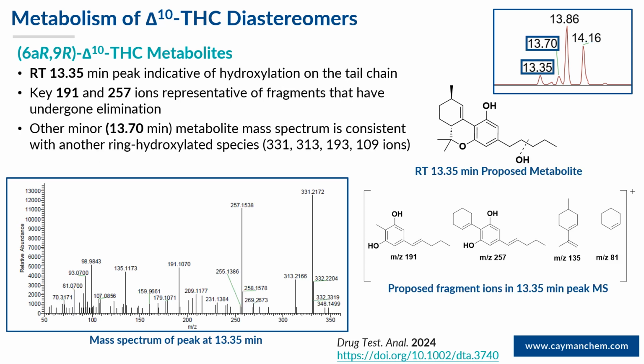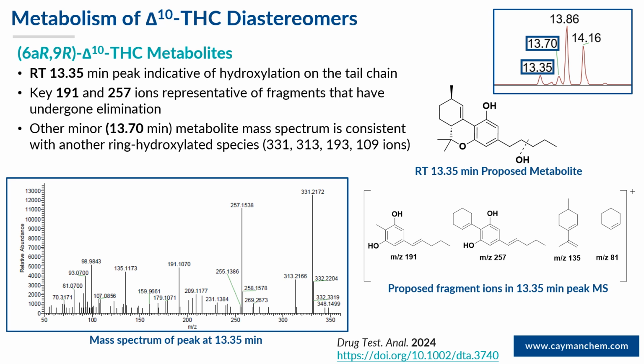When we look at the minor metabolites that formed, we can see that in the case of the earliest eluting peak at 13.35 minutes, we seem to have formed the tail chain hydroxylated metabolite. And this is evidenced by the mass spectrum showing a key 191 fragment. So the drug testing and analysis reference that's included here is research done on hexahydrocannabinols, but they also identified that when you get formation of a tail chain hydroxylated metabolite, you get elimination of that water to form the unsaturated ion, giving you the 191 peak. We also see that here.